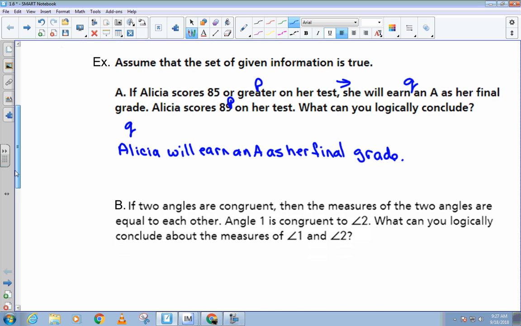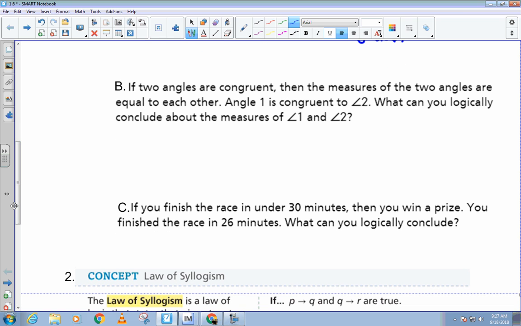Okay, here's another one. If two angles are congruent, then the measures of the two angles are equal to each other. Angle 1 is congruent to angle 2. What can you logically conclude about the measure of angle 1 and 2? So again, we have our if P, two angles are congruent, then Q, the measures are equal to each other. Okay, that's my if P then Q. Then I'm going to say, more specifically, angle 1 is congruent to angle 2. What can I say about their measures? That they're equal to each other. So my Q would be the measure of angle 1 equals the measure of angle 2.